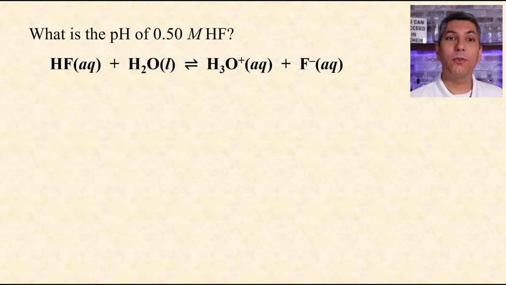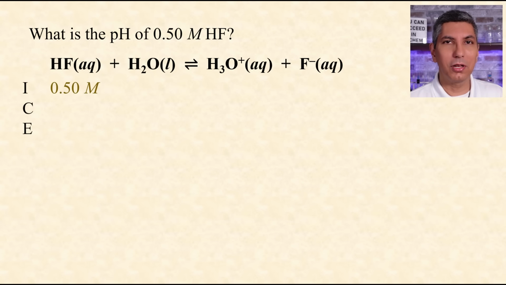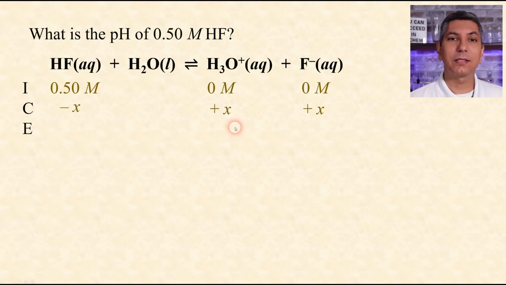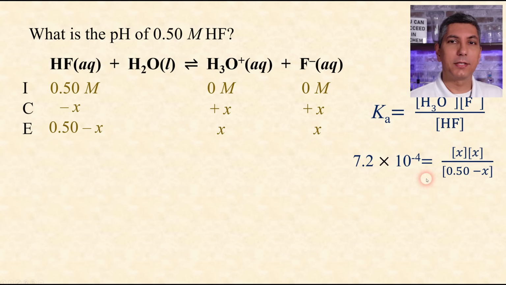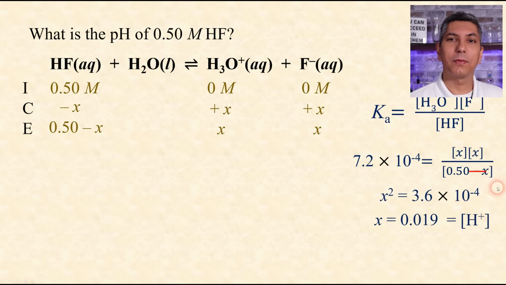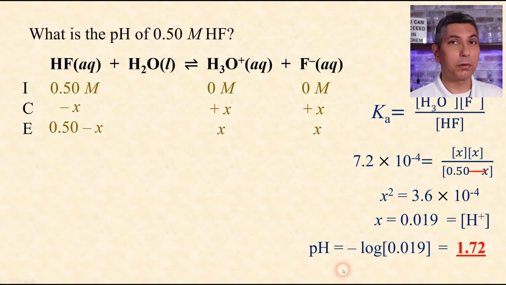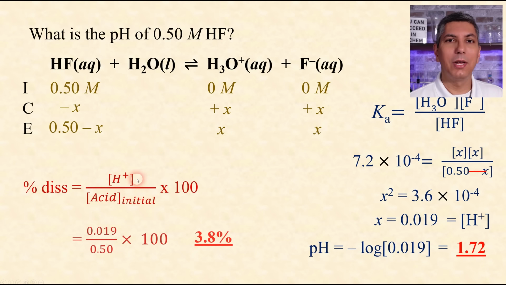To find the pH of a 0.50 molar solution of hydrofluoric acid, we set up an ice box, just like we do for any equilibrium problem. The initial concentrations of our products are essentially 0, and then we use X for our change. We then plug the equilibrium values into the equilibrium expression and use algebra to solve for X. Since we have a small equilibrium constant, we can ignore X to save time and make our math simpler. The pH is just negative log of the hydronium concentration. The percent dissociation is the X value divided by the initial acid concentration multiplied by 100, like we see here.